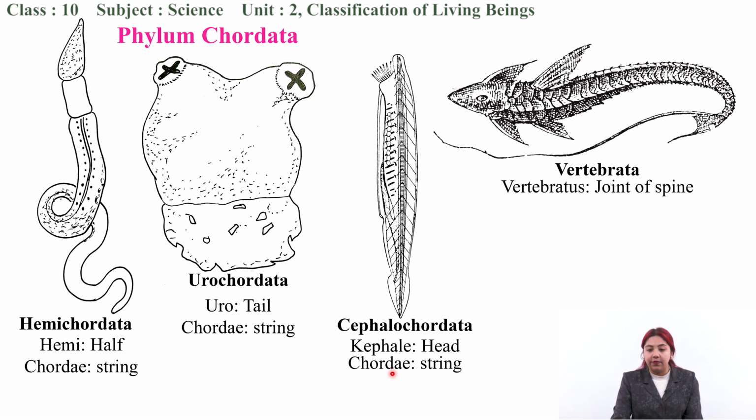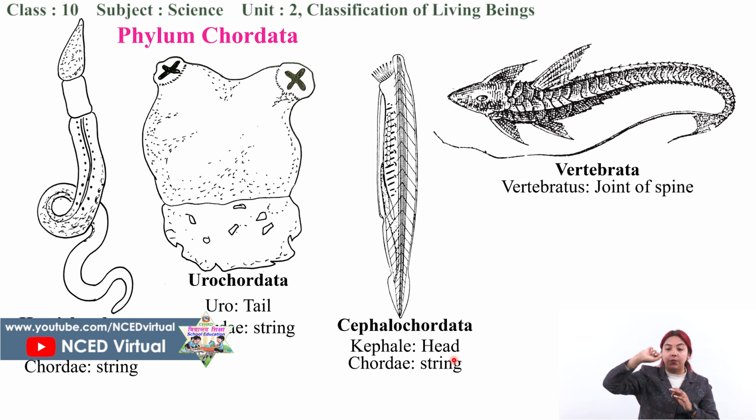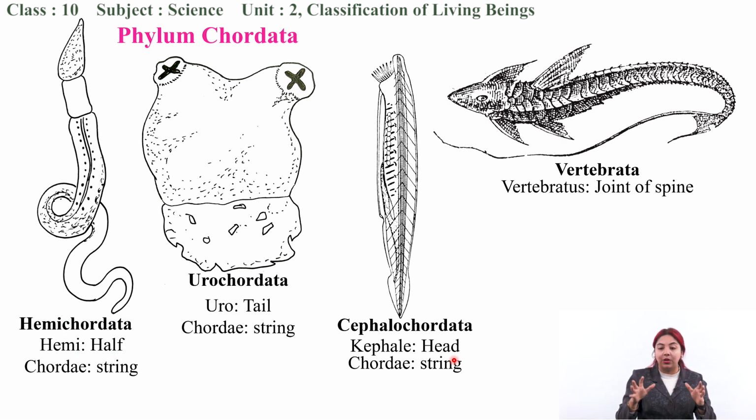Now in the case of Cephalochordata, the notochord extends to the tip of the snout. So that's why head, and that's why its name is Cephalochordata, that is head rod. So the rod extends up to the snout, to the head, and it persists there throughout their life. So all the organisms that do that belong to the subphylum Cephalochordata.